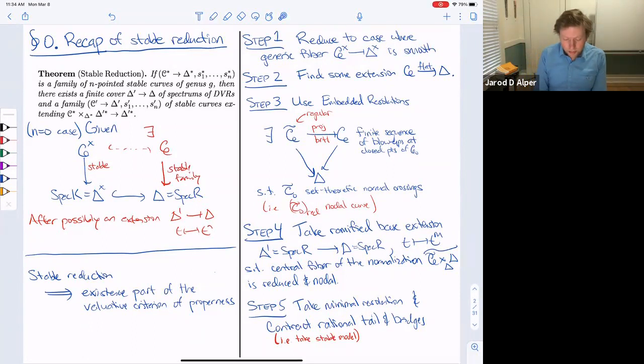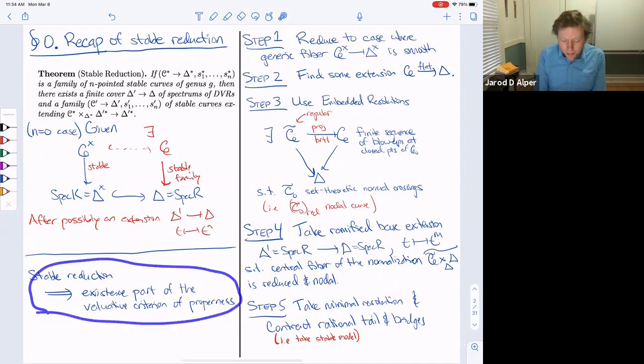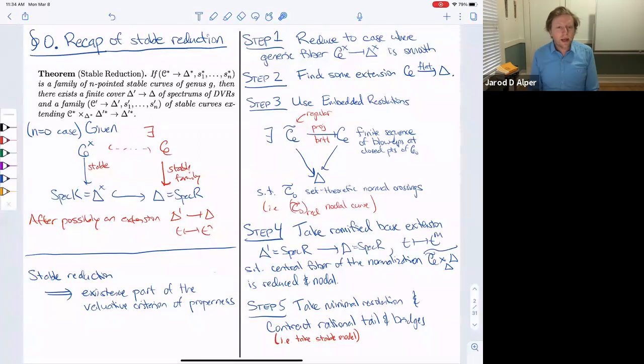Right, and we care because this implies the existence part of the valuative criterion for properness, and this is our strategy to show that M_g bar is proper. And when combined with the separatedness statement that we get at the end, the uniqueness of the limit, we will establish, at least in characteristic 0, the properness.